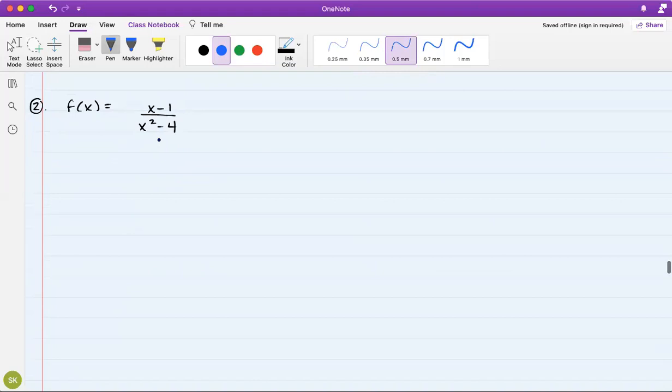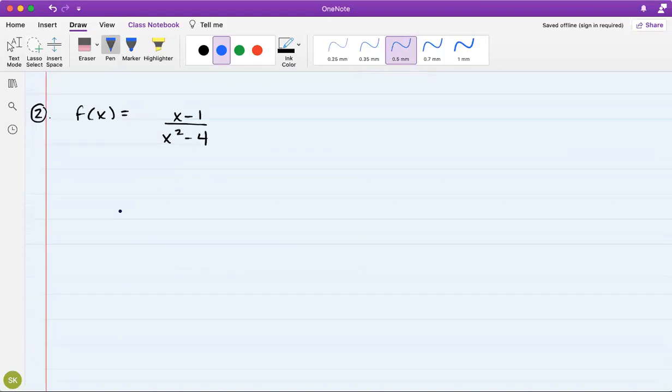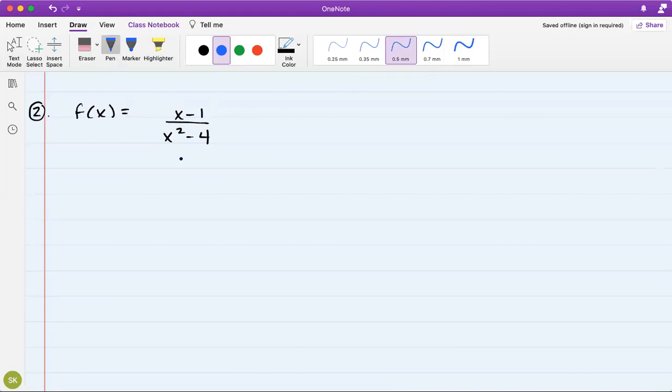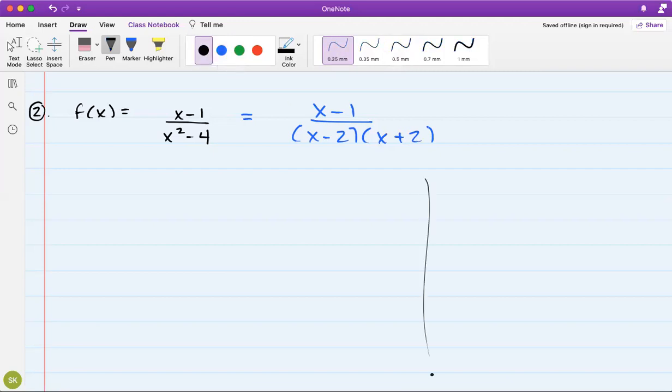So this is the second problem. f of x is equal to x minus 1 times x minus 1 over x squared minus 4. So we want to graph this rational function. So I'm going to do exactly what I did last time. First thing is we're going to factor the numerator and the denominator. The numerator is as factored as you can get it. The denominator factors into x minus 2 times x plus 2. Okay, I'm going to go ahead and start making a plane.